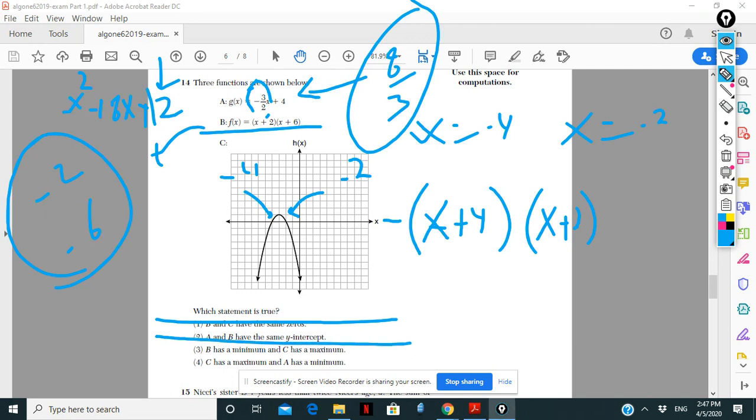B has a minimum and C has a maximum. B is opening up, so it has a minimum. Yes. And C is opening down, so that has a maximum. So the answer is going to be number 3. That's the correct answer. So 14 is 3.